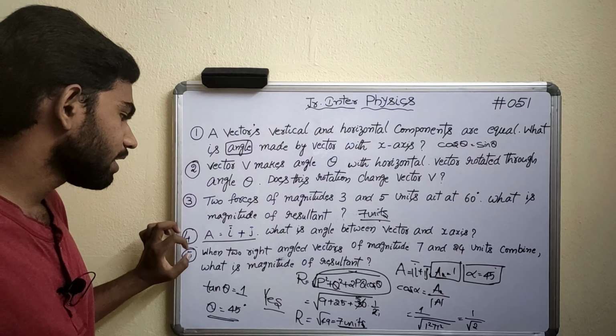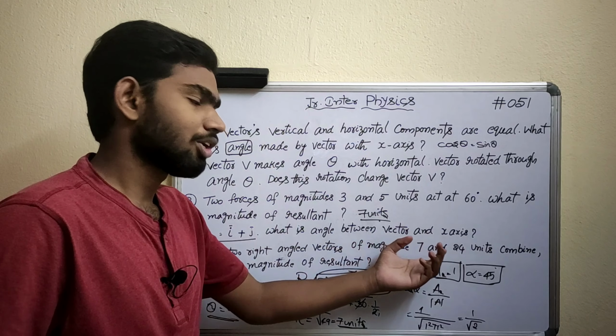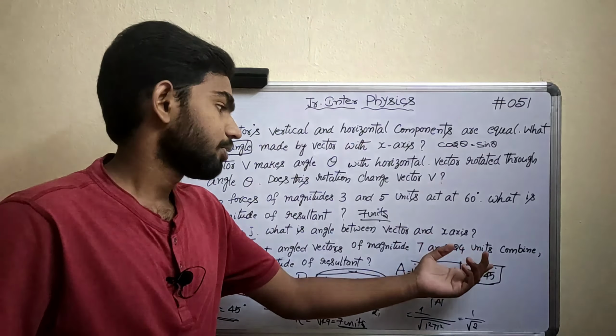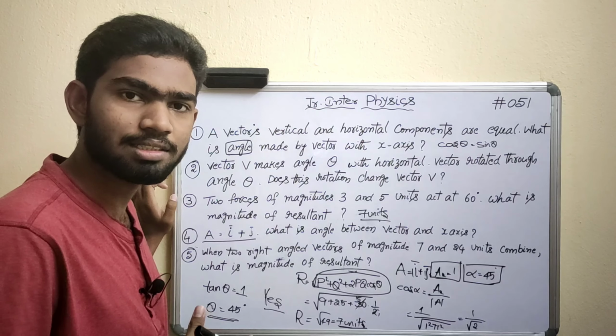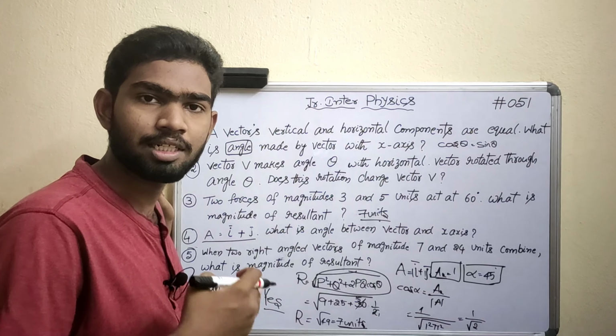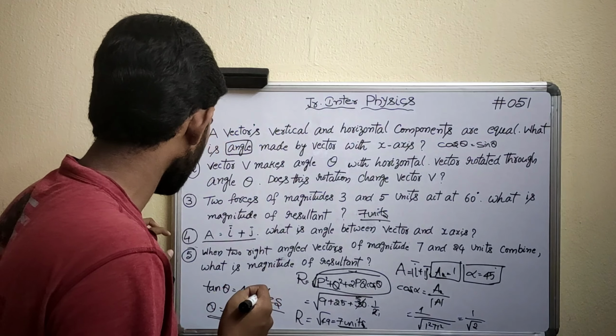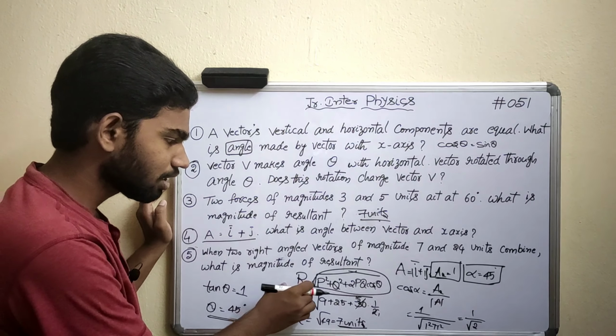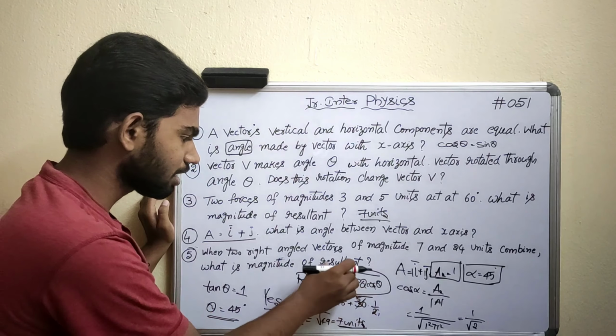In the fifth question, when two right angled vectors of magnitude 7 and 24 units combine, what is the magnitude of the resultant? So here the third problem and fifth problem are the same, but they are asking in a different way. So in that way, we can learn the concept based questions and the textbook knowledge. Same formula only, but here they have given that it is right angled. So right angled means the angle will be 90 degrees.